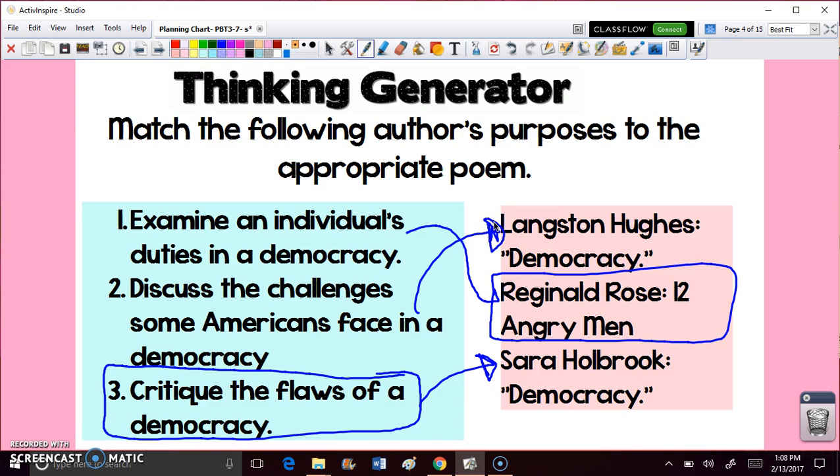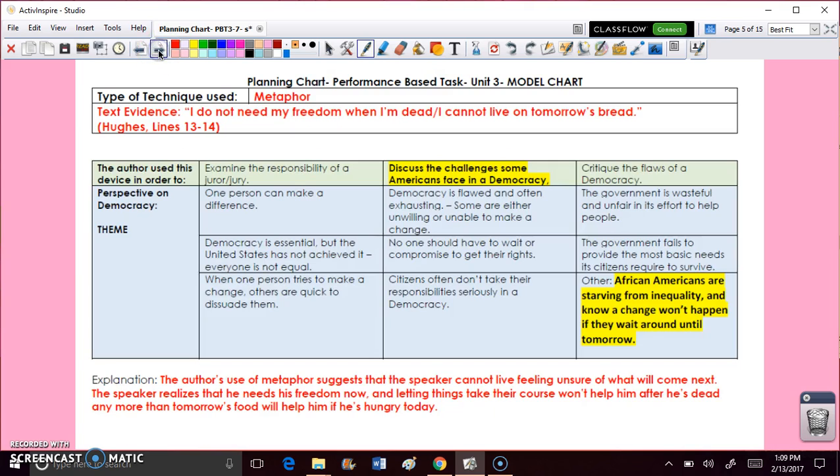Now, we also talked about how there is some overlap, how critiquing the flaws of a democracy could also be applied to 12 Angry Men. But these are the three strongest matches. Now, on your planning chart, what you're going to do is start off with that author's purpose.